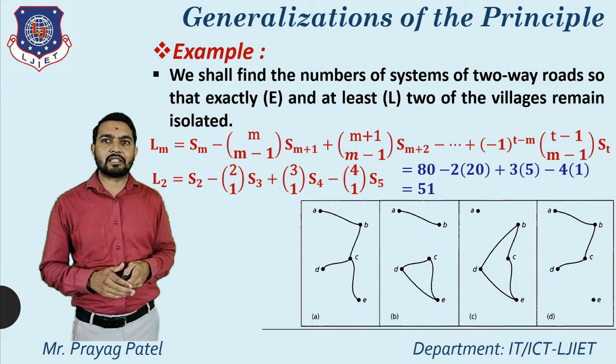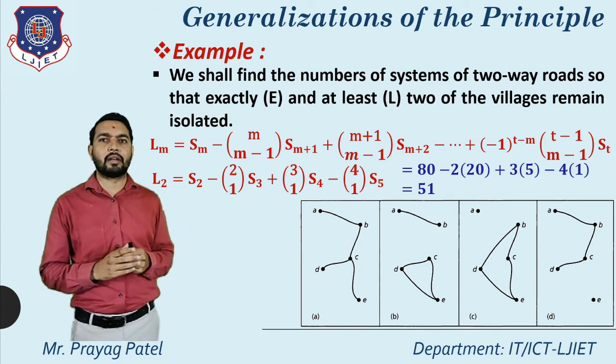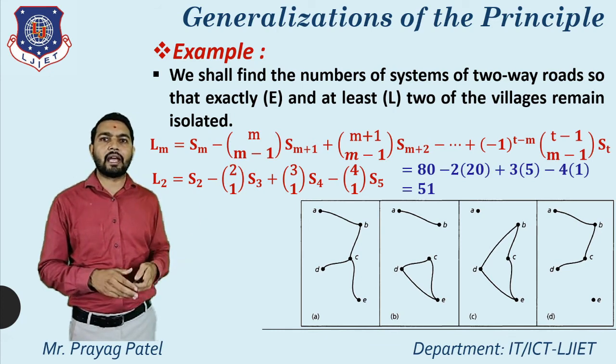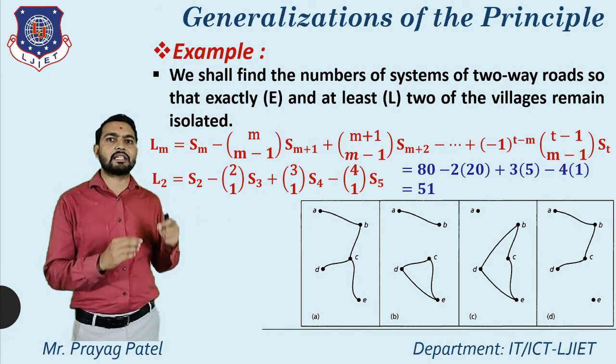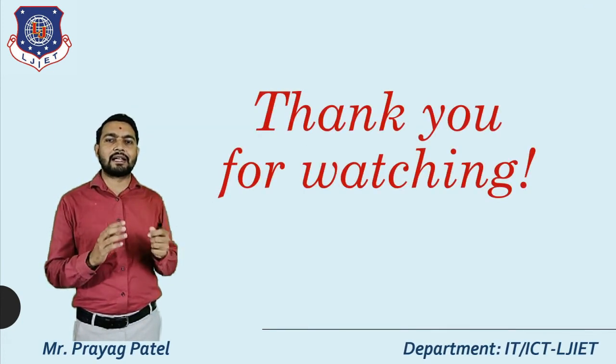So in this lecture we discussed how we can find exactly m elements from the available t conditions, and also how we can find at least m conditions from all the available t conditions.